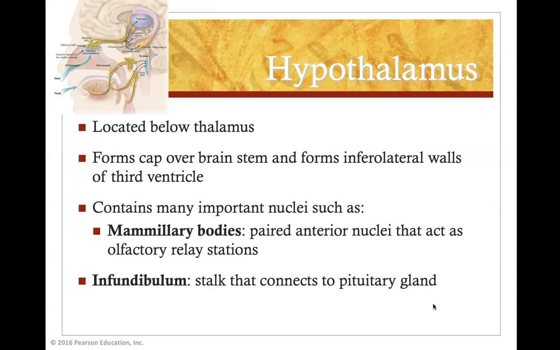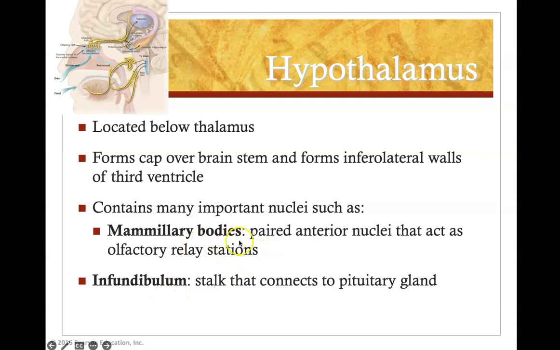The hypothalamus is going to be located below the thalamus. So it's going to be right down here. And it's going to basically form a cap over the brainstem. And again, it's going to form some of the inferior walls of the third ventricle. You don't need to know which walls. More importantly, it's going to contain two really important structures, mammillary bodies and the infundibulum.